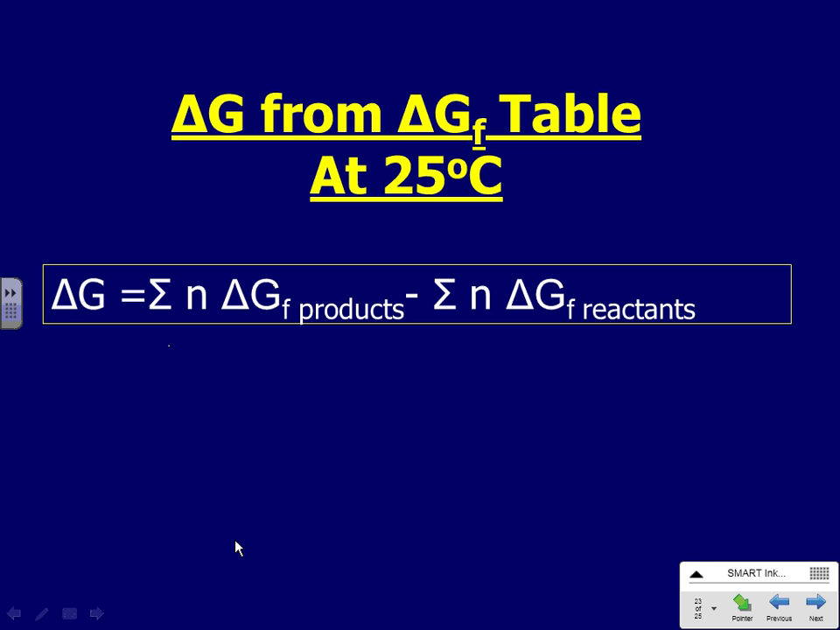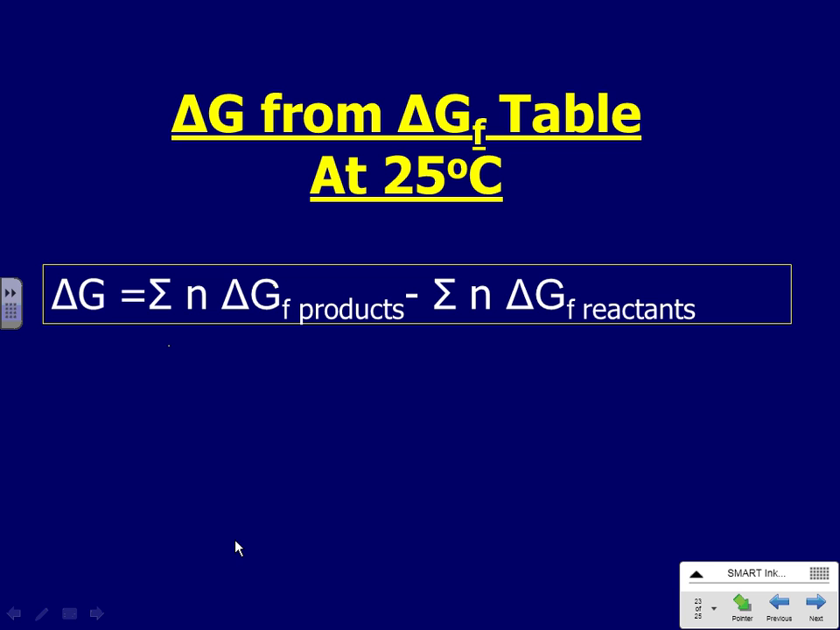Now, how is this useful compared to what we've been doing? Let's say there's a chemical reaction that you want to study, and you know the reaction, and you don't care what the equilibrium temperature is, and you don't care what the delta H and the delta S are, but the only thing you want to know is, in my laboratory, is that reaction spontaneous? That's all you want to know.